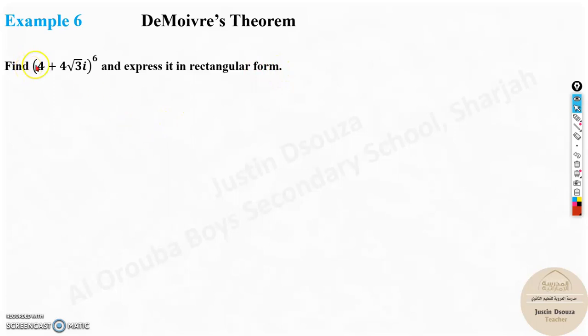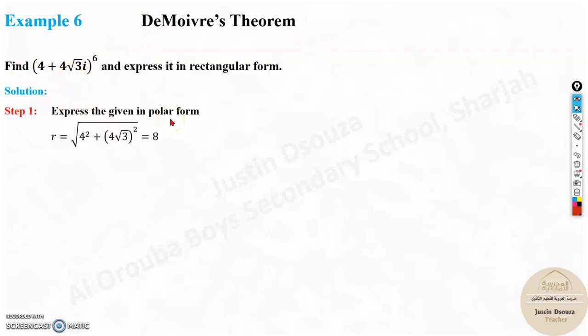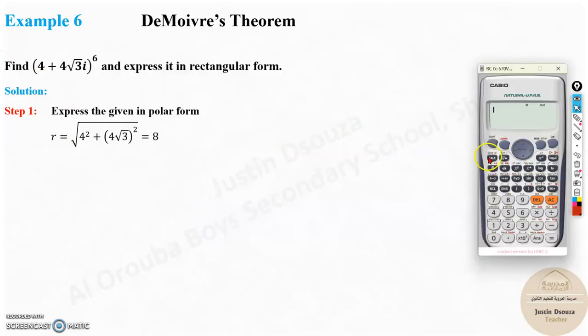We cannot use DeMoivre's theorem for a rectangular form problem. So, express it in the polar form. Now, the radius would be the square root of a square plus b square. Let's do it quickly in the calculator. It's just the square root of 4 square plus, use a bracket over here because there are two terms, 4 root 3, close the bracket and square it up. The answer is 8.